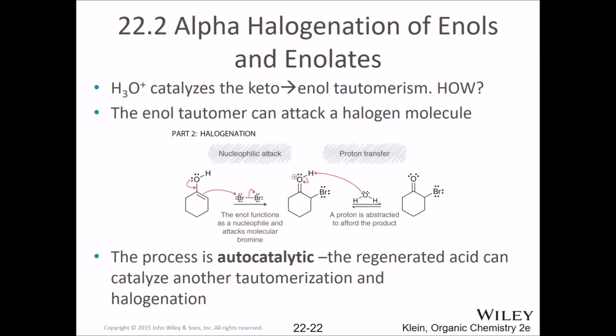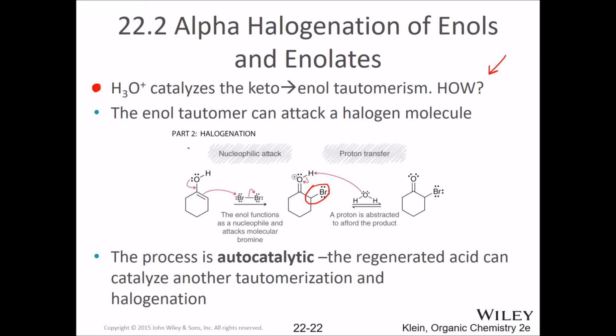All right, alpha halogenation of enols and enolates, and essentially, you know what we're doing, right? We're gonna get an alpha halogen. So first thing we're gonna do to understand alpha halogenation of enols and enolates is we're gonna go back and remember what that means. Acid catalyzed keto-enol tautomerism. Take a minute, pause the video now with a blank sheet of paper, and review that mechanism.